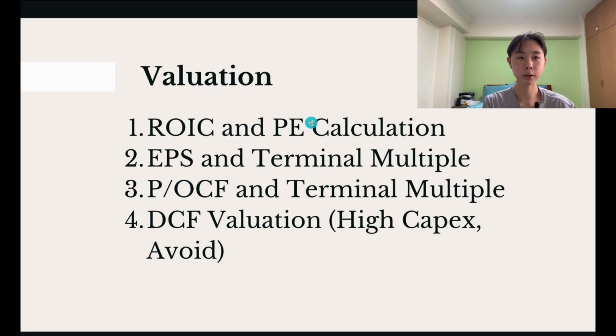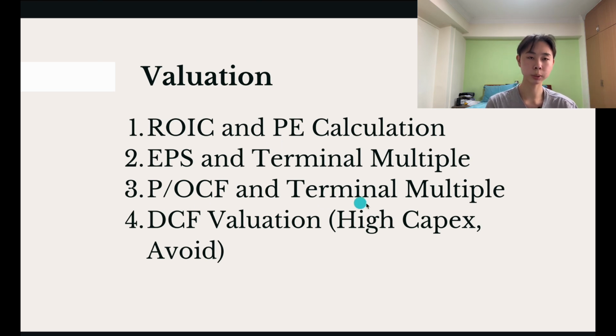The first one is your ROIC and PE method. This one is in an article that was released by Credit Suisse. Basically, you just compare the ROIC and the justified PE for all these different companies. The second method is your EPS and terminal multiple method. Basically, you forecast the EPS growth over the next few years, and then you put a suitable terminal multiple at the end based on the predictability, based on relative, or based on the historical history of this company.